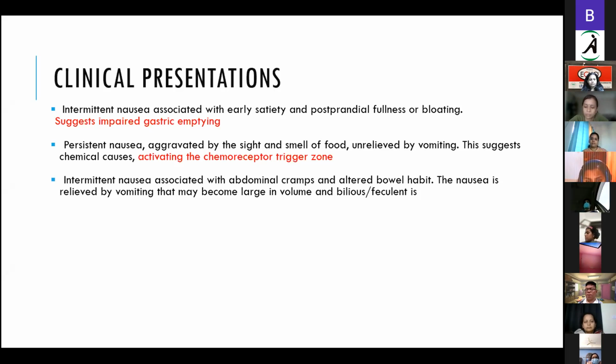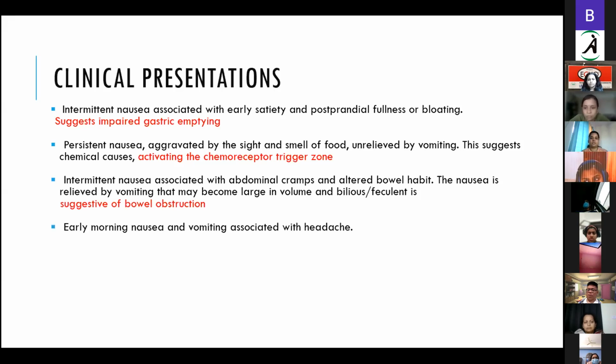Next would be intermittent nausea associated with abdominal cramps and altered bowel habit. The nausea is relieved by vomiting, but that may become large in volume, bilious, and feculent. What does this usually suggest? Intestinal obstruction. Yeah. Thank you. I don't know who spoke about it, but yes, thank you so much.